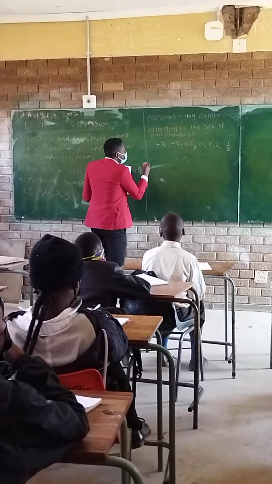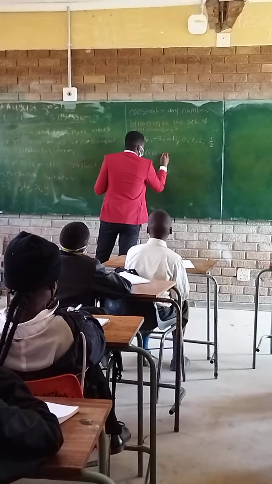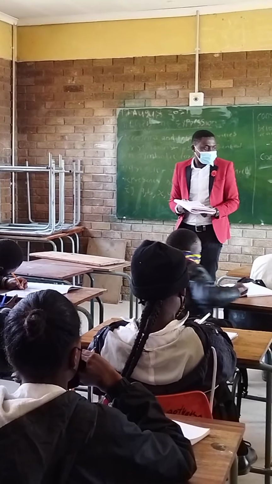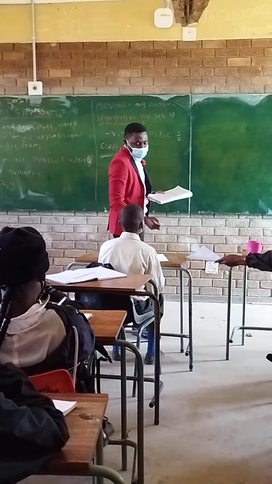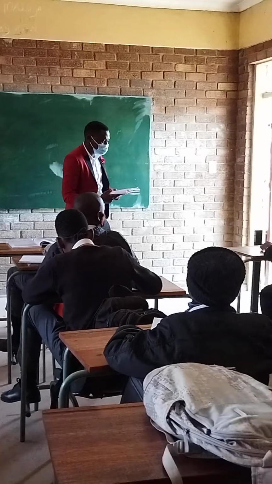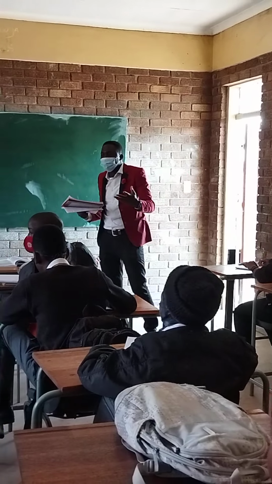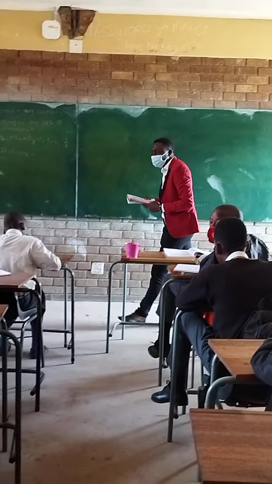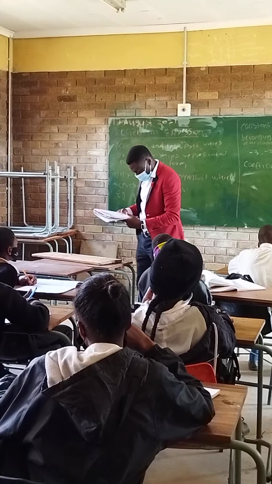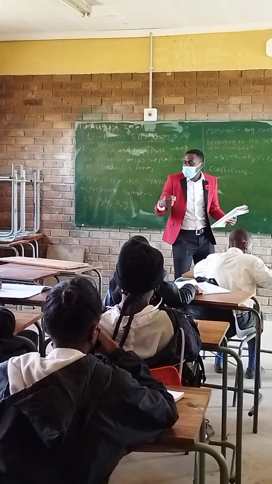Then we have something called coefficient. What is a coefficient? Try. You are not making mistakes. Coefficient is a negative side, positive side. Yes. Okay. Let's write a definition of a coefficient.